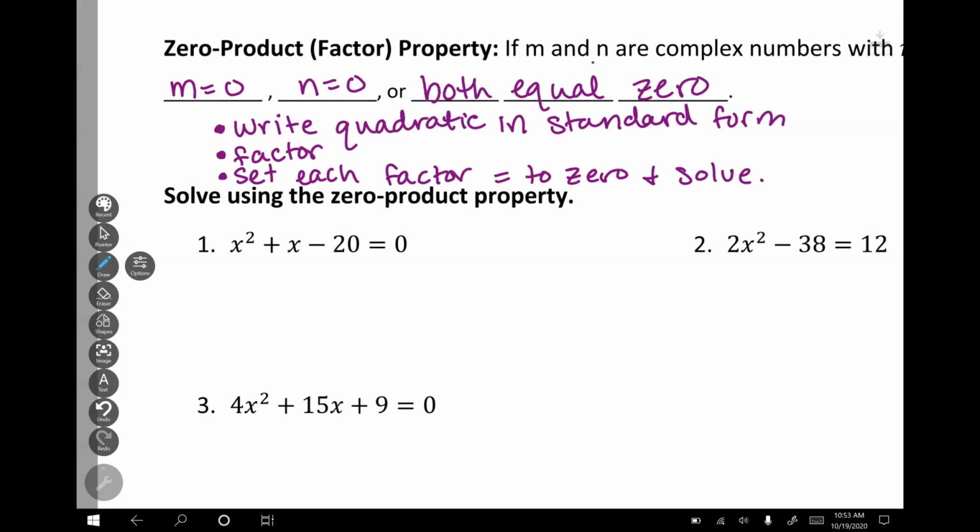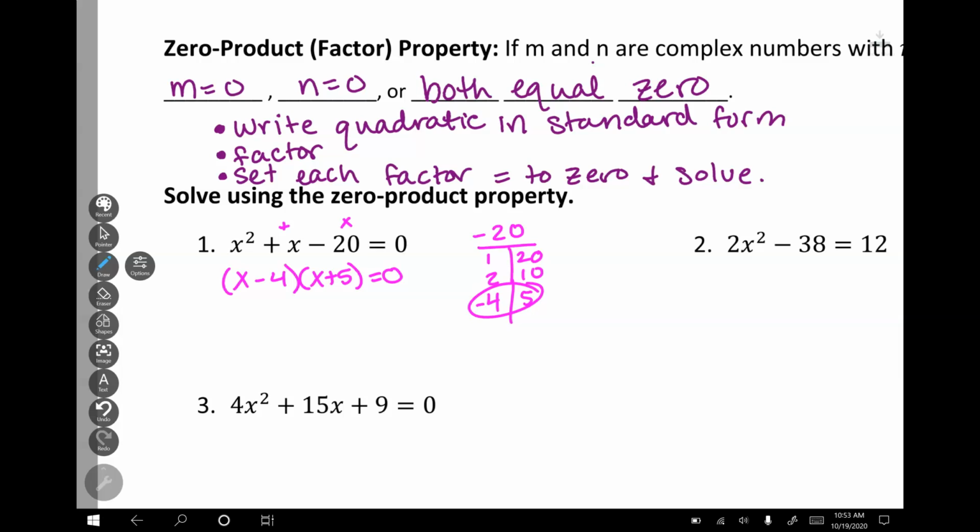Step 1, write the quadratic in standard form. Done. It's already in standard form right here on number 1. Step 2, factor. So looking for two numbers that add to 1 and multiply to negative 20. So 1 and 20, 2 and 10, 4 and 5. It's going to be 4 and 5. They need to multiply to negative 20 and add to positive 1, so I'm going to make the 4 negative. So that will be x minus 4, x plus 5.